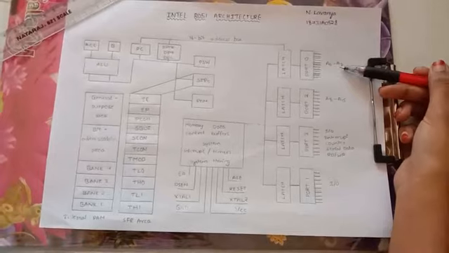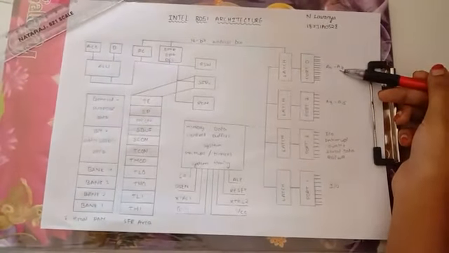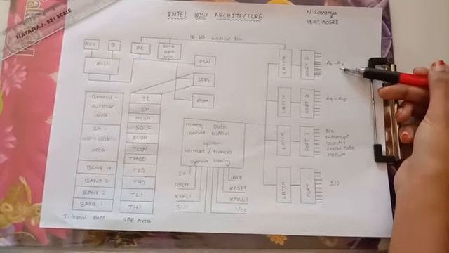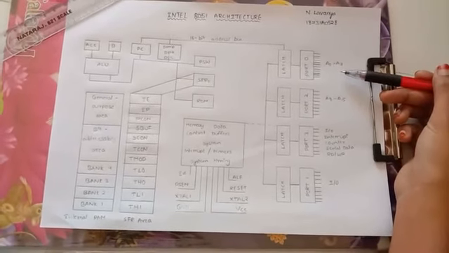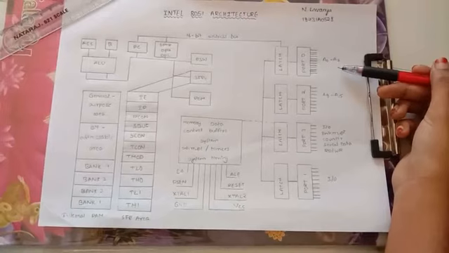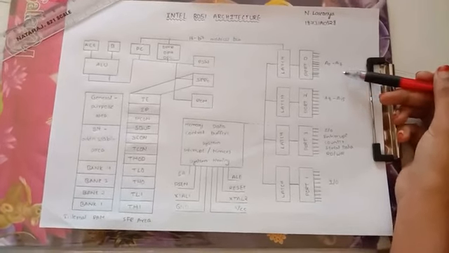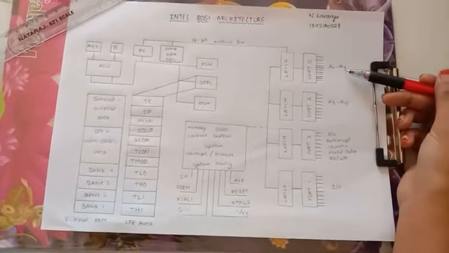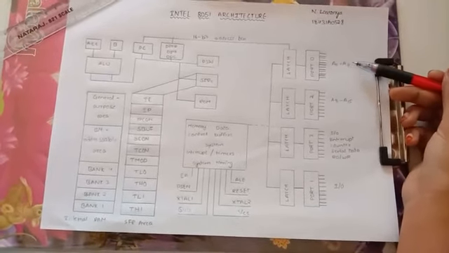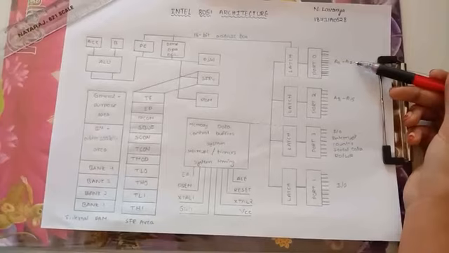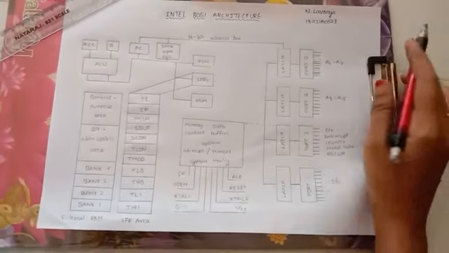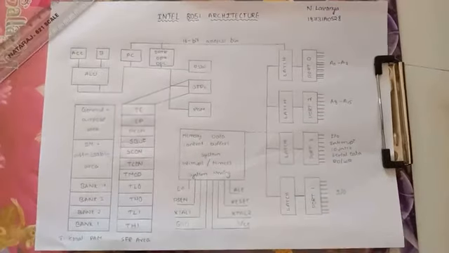A0 to A7, the lower order bus, is also used as the data bus. Thus, the data bus of 8051 is 8-bit. Now, A0 to A7 is also used as D0 to D7. It is a multiplexed address and data bus, nothing but AD0 to AD7, same as the 8086 microprocessor.